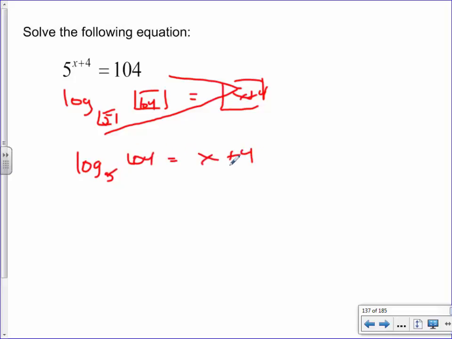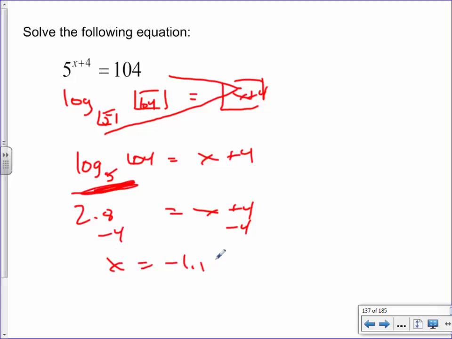Essentially, what you need to recognize is that that's just a number. I don't think 5 actually goes into 104, right? Just try it real quick. Can you do log 104 divided by log 5? It's got to be 2.8, right? Because 5 squared is 25, but 5 cubed, I think, is 125. So that's equal to x plus 4, so minus 4 from both sides. It's negative 1.1. Cool.